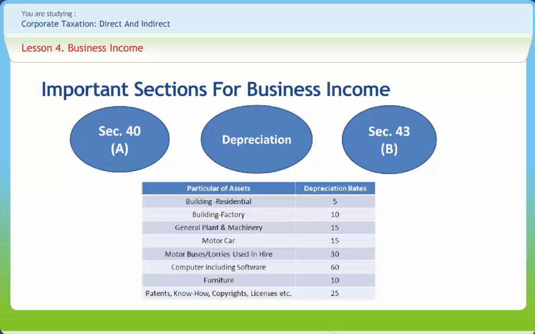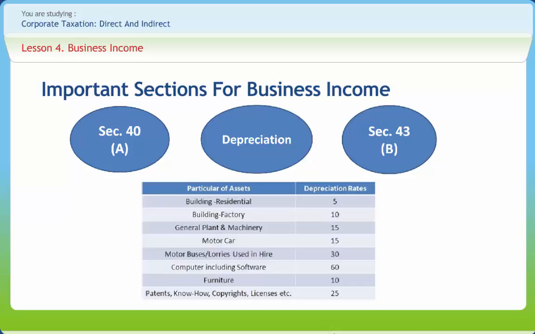Next is depreciation. Depreciation plays a vital role in deciding the taxable profits from business and profession. Here you will see the depreciation rate charts as per the Income Tax Act and depreciation rates as per the Companies Act. For a new asset acquired and put to use for part of the year, at which rate is depreciation allowed?